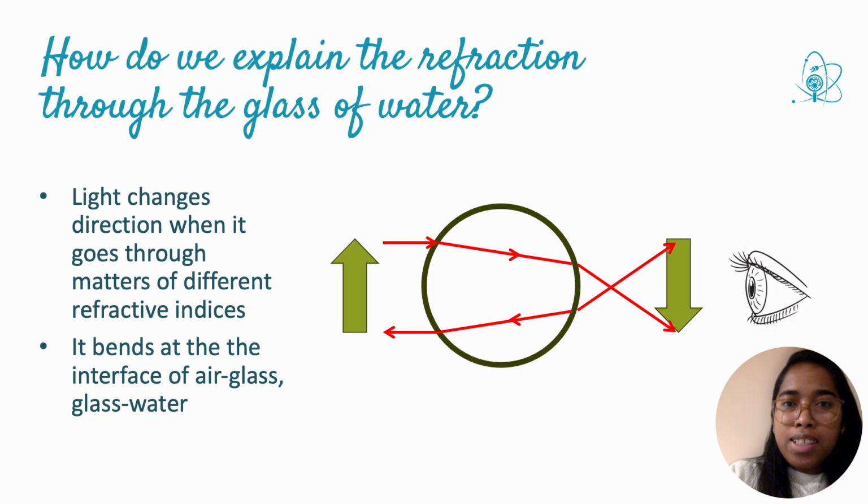Given that, by adding the glass in between, light changes direction. The glass and the water have different refractive indices than the air we previously had. This causes the light to change speed and hence direction. The light bends at the interface and the reverse image is perceived by our eyes.